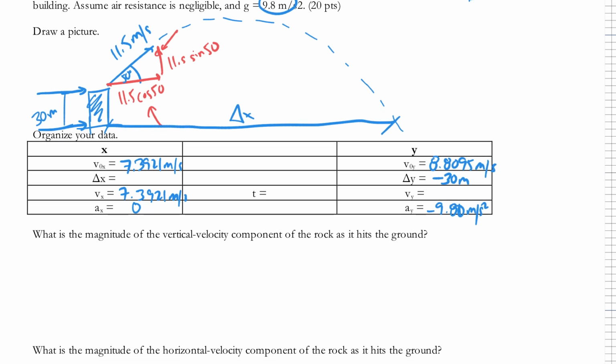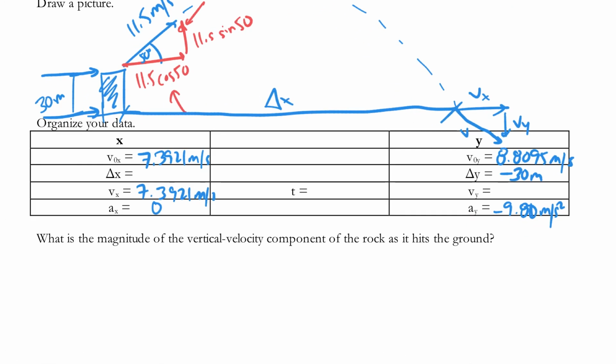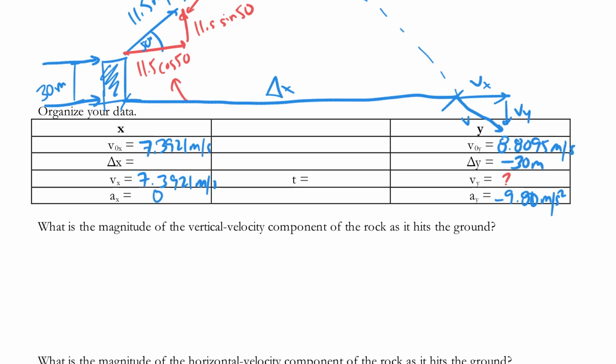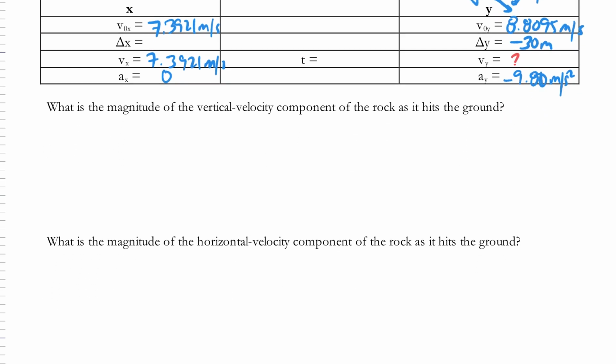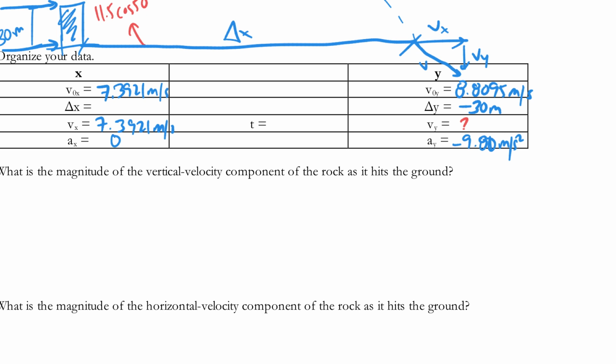That V in the X and the V in the Y are our finals, taking place right here. So here's our V in the X, and there's a V in the Y right here, and they add up to give us our total final velocity. The question asks: what's the magnitude of the vertical velocity component as the rock hits the ground? Let me put some red question marks on the things we're looking for. So we are looking for this guy. What is the magnitude of the horizontal velocity component of the rock as it hits the ground? We're looking for this guy right here.